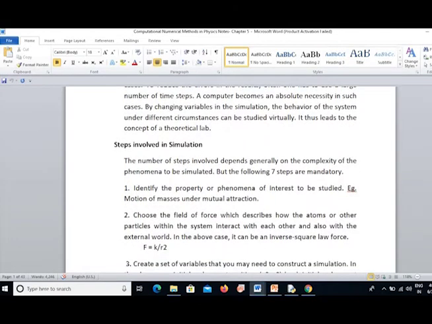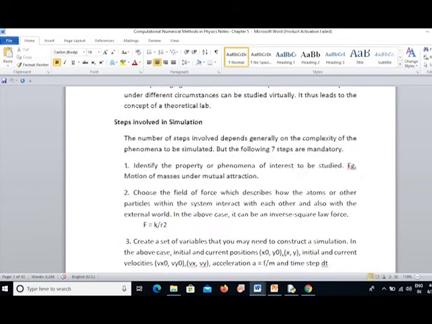Then, what makes the motion possible in that problem? What are the forces acting on the bodies? If it is the case of planetary motion, we can assume that each of the particles in the sky experiences an inverse square law attractive force. I can simply represent it as F equal to K by R squared, where K is a constant. That is called an inverse square law force.